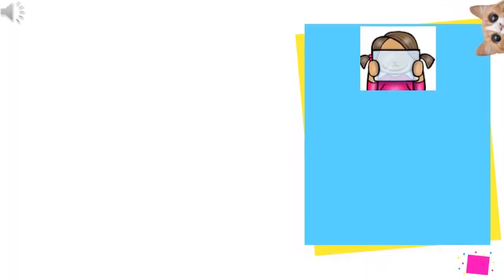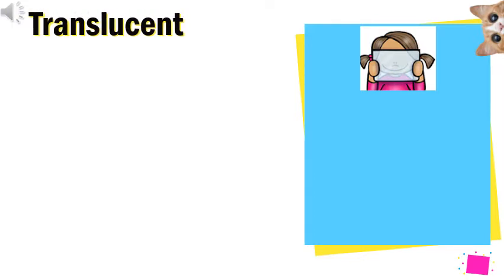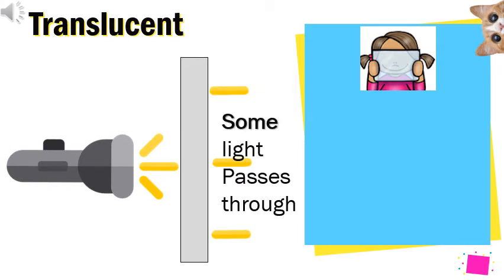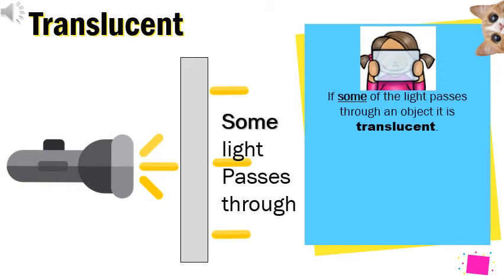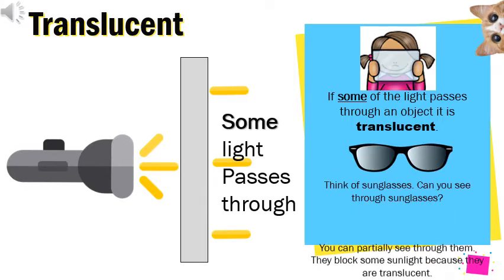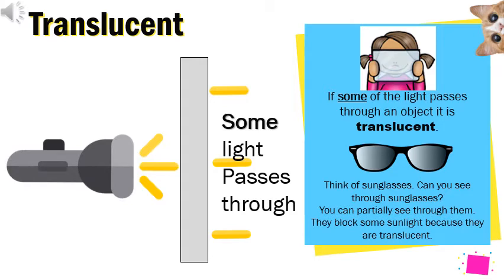Next is the term translucent. Look at our flashlight now. It's passing through an item where only some light passes through. If some of the light passes through an object, it is translucent. Think of sunglasses. Can you see through sunglasses? Yes, you can partially see through them. They block some sunlight because they are translucent.